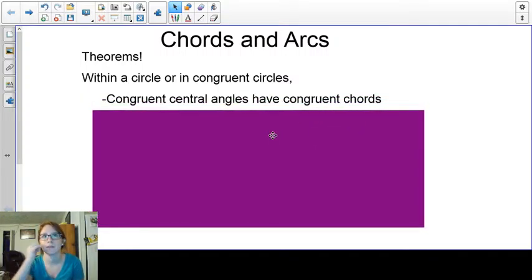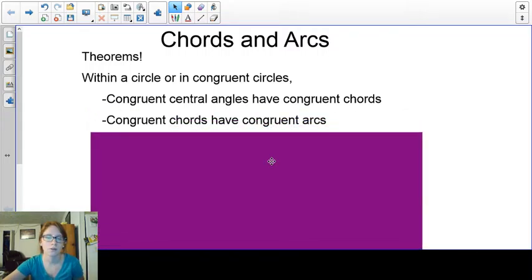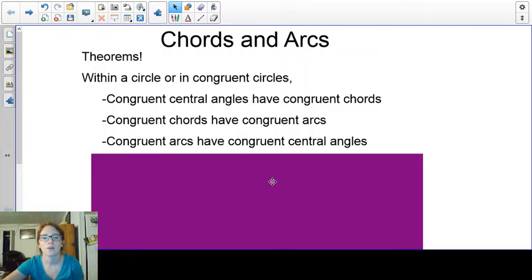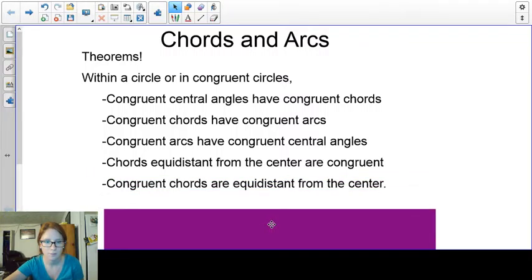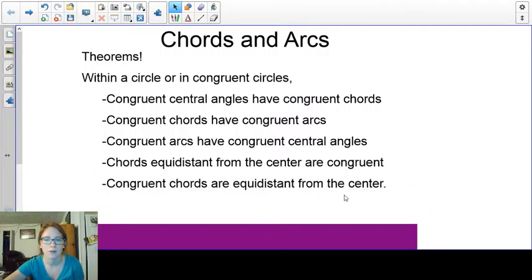So the first part of that theorem says that congruent central angles have congruent chords. Congruent chords have congruent arcs. Congruent arcs have congruent central angles. Chords equidistant from the center are congruent. And congruent chords are equidistant from the center. So some of these go hand in hand together. It's the opposite of each of them. That's why I just put them all in one slide.